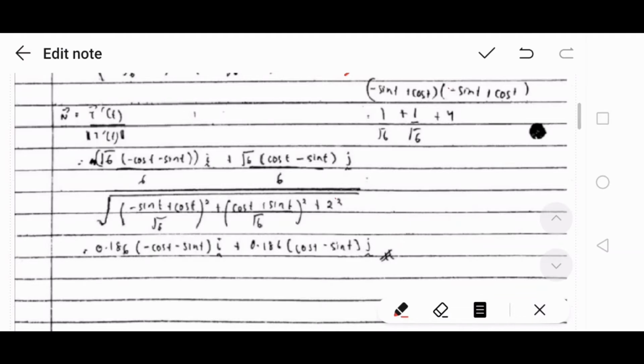So the unit normal vector we can find using this formula, which is N equal to the derivative of the unit tangent vector over the magnitude of the derivative of the unit tangent vector. So the unit normal vector we get this one, 0.186 in bracket minus cos t minus sin t i plus 0.186 in bracket cos t minus sin t j.